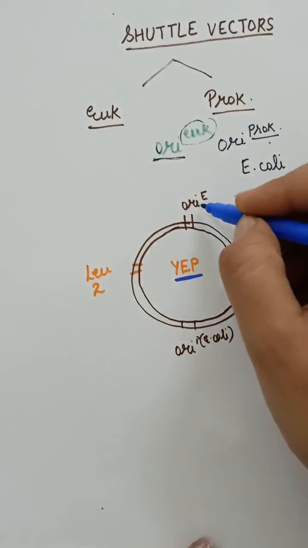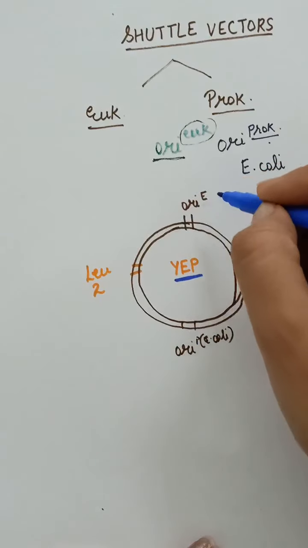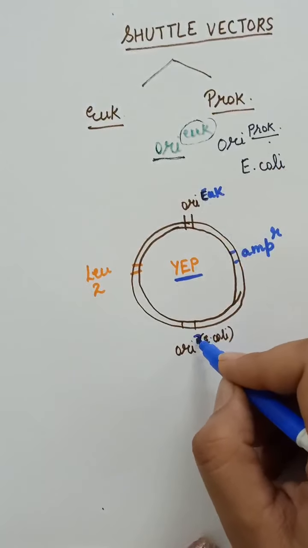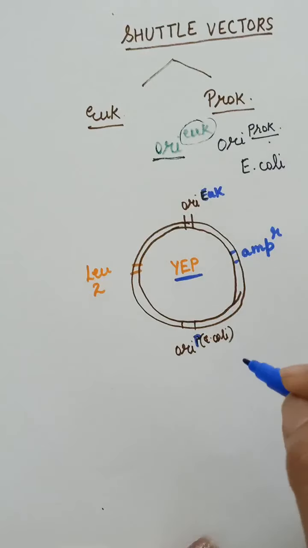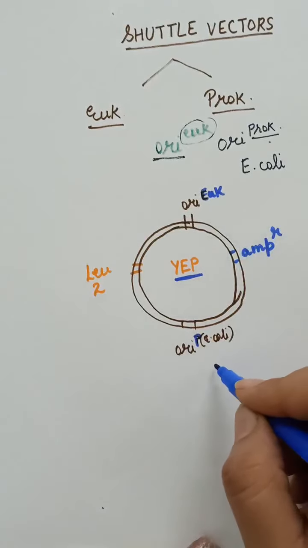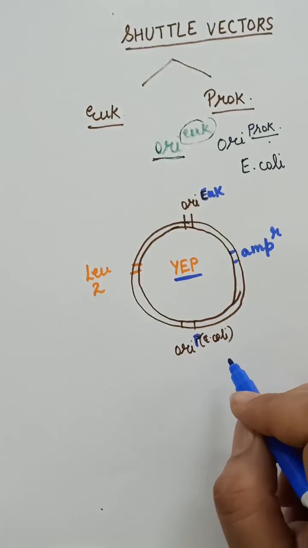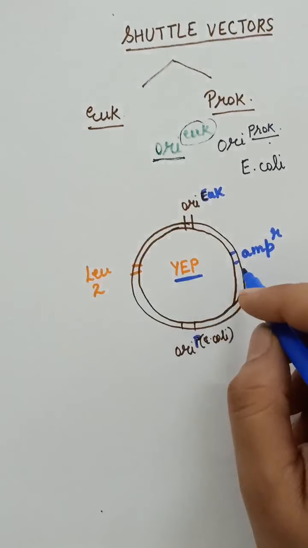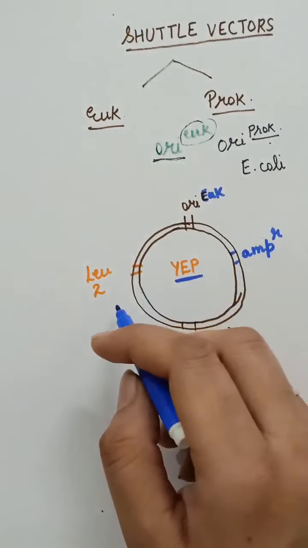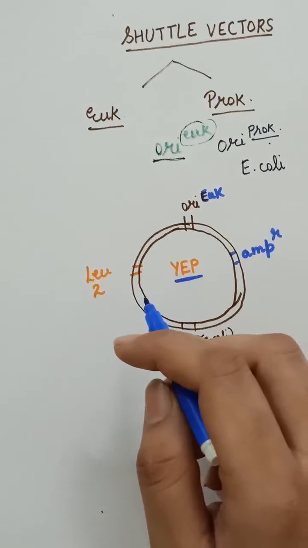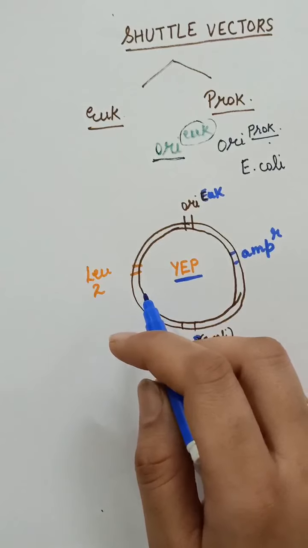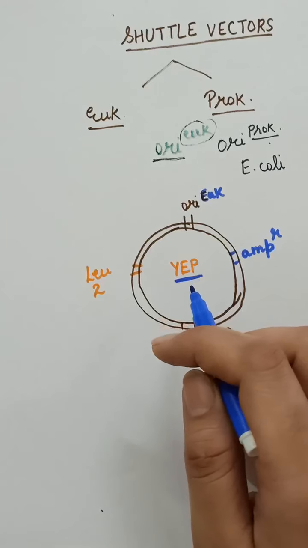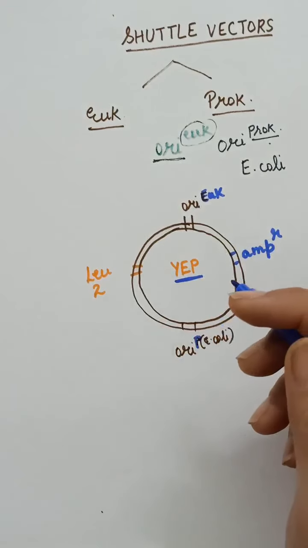Once again I'll tell you, it has two origins of replication, one for eukaryotic cells, another one for E. coli, which is a prokaryote, means these vectors can use both eukaryotic and prokaryotic cells as a host. They are functional in both the cells. They have an ampicillin resistance gene and the LEU2 gene. Both these genes act as markers. LEU2 codes for the amino acid leucine. An example is YEp, which is Yeast Episomal Plasmid. So this is also a plasmid and acts as a vector.